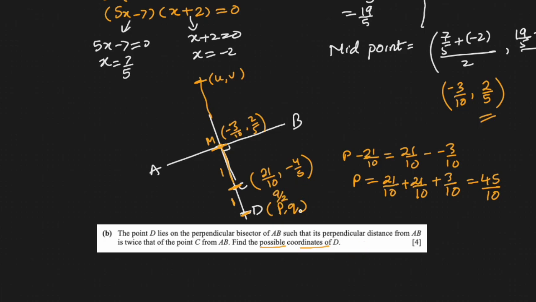Same logic will be used for Q also. Q minus 4/5 will be the same as minus 4/5 minus 2/5.